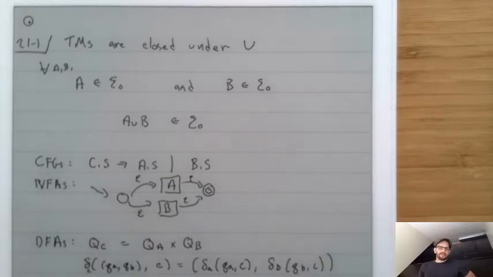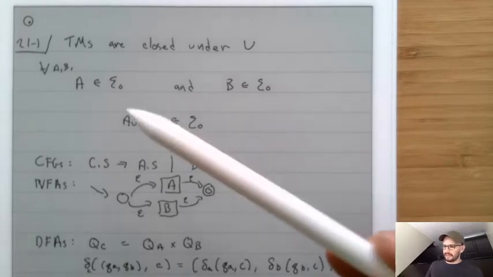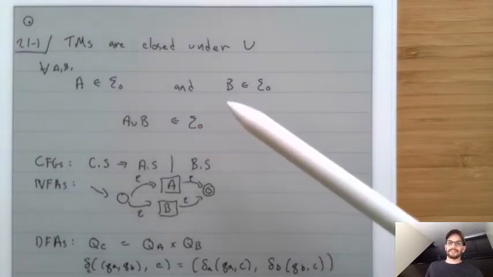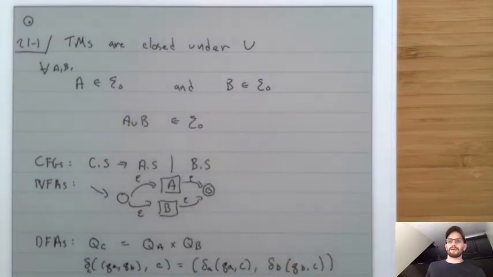So in each one of the previous models that we've done, we've proved the same thing: that you can take something that's in the same category, and another thing that's in the same category, and get something that is the combined version. Now what we'd like to do is do the same thing with Turing machines.